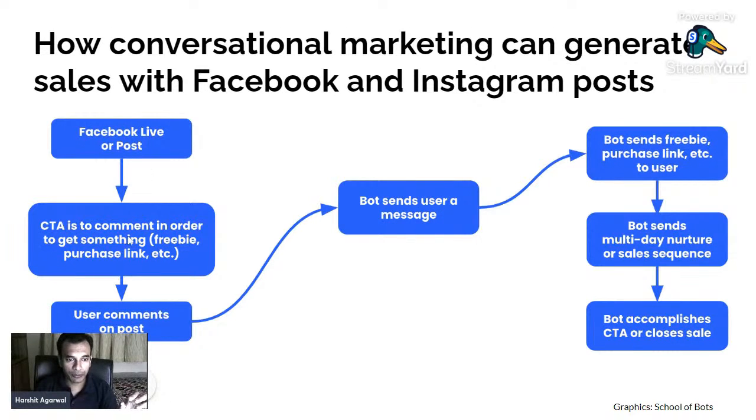So Facebook Live or post, and then the CTA is to comment in order to get something. It could be a freebie like I mentioned, or it could be a purchase link. So the user comments, the chatbot sends the user a message, and as promised in the CTA, the chatbot sends the freebie, and the chatbot can also ask the user to opt in to receive valuable messages. Once the user has interacted with these messages, the product can be pitched and the sale can be accomplished.